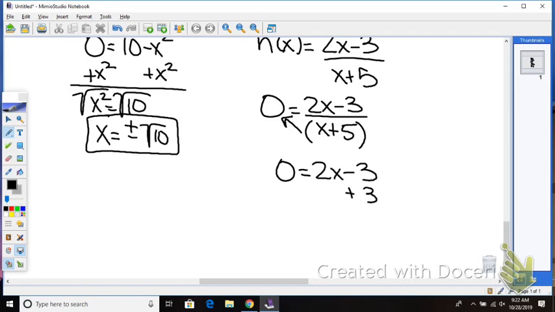But I thought you couldn't have a 0 on the bottom. We don't. We multiplied it up here. We've got nothing on the bottom. So I've got 3 equals 2x, divide by 2, divide by 2. X is equal to 3 over 2.